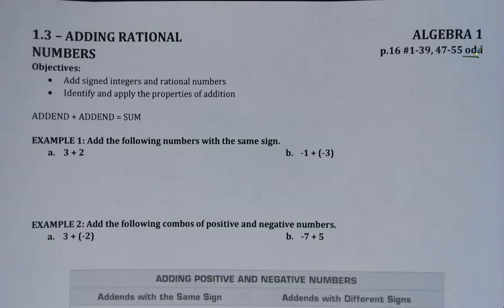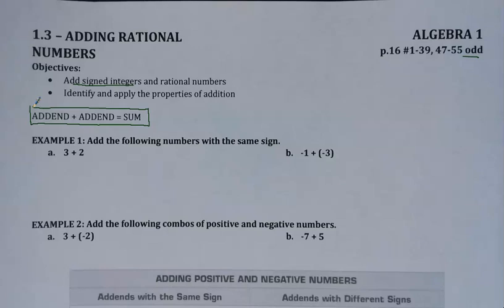Our objectives today: we are going to add signed integers and rational numbers, and we're going to identify and apply the properties of addition. First, let's remember that an addend plus an addend is a sum. It does not matter if that's a positive number or negative numbers. Anytime we're adding two numbers, they're considered addends.